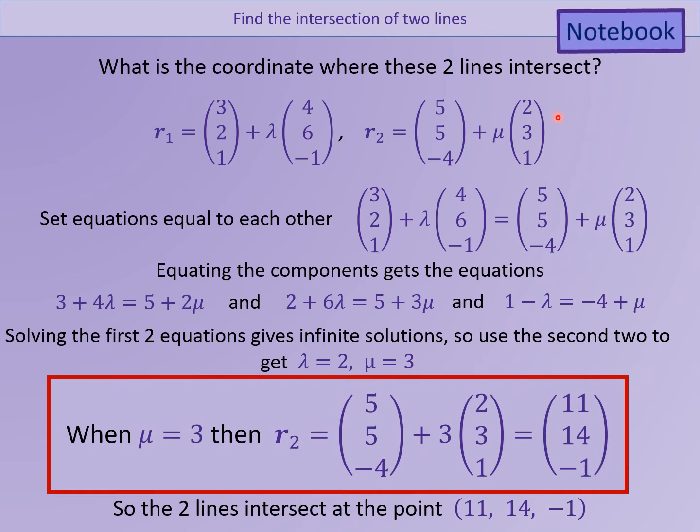So putting mu equals 3 into the second equation there confirms that (11, 14, -1) is the point of intersection. So notice that this is a position vector, but we've actually given our final answer as coordinates.